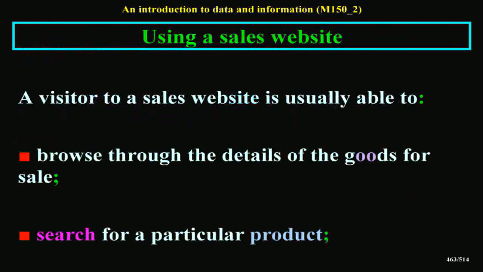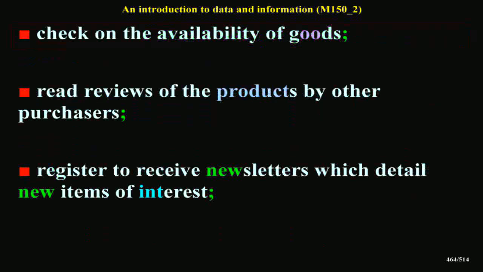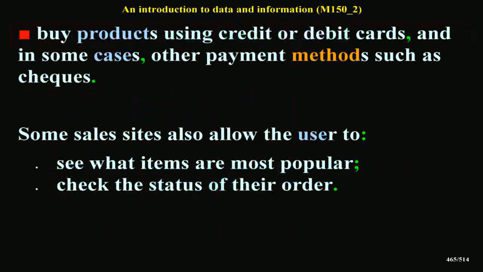Using the sales website. A visitor to a sales website is usually able to browse through the details of the goods for sale, search for a particular product, check on the availability of goods, read reviews of the products by other purchasers, register to receive newsletters which detail new items of interest, and buy products using credit or debit cards, and in some cases, other payment methods such as cheques. Some sales sites also allow the user to see what items are most popular, and check the status of their order.